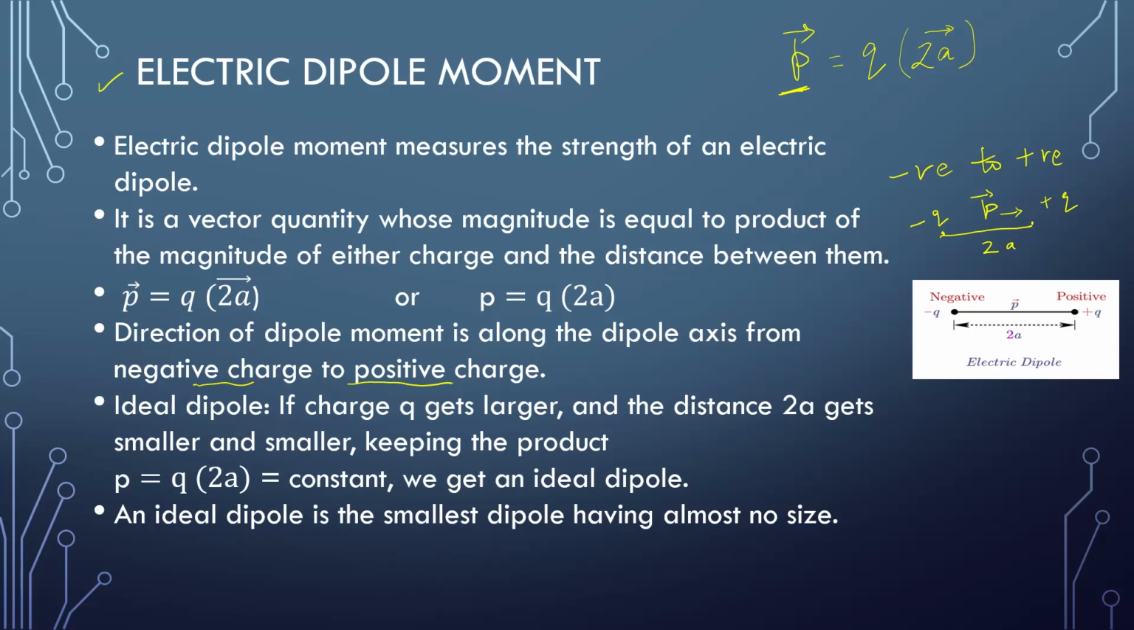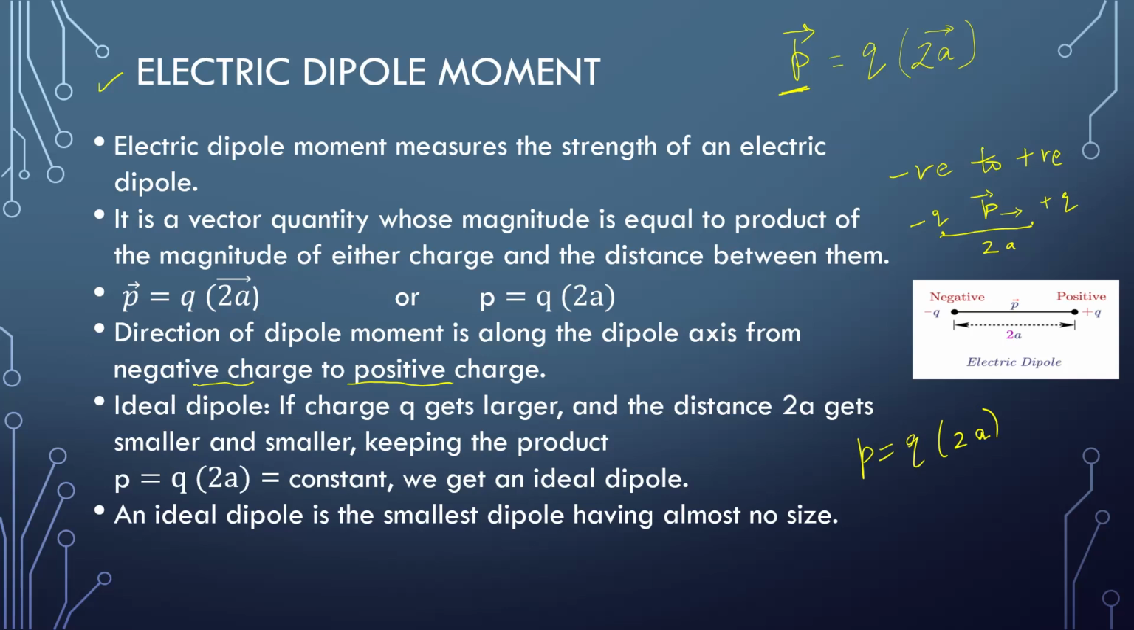Ideal dipole. What do you mean by an ideal dipole? When the size of the dipole is very small and the charge q gets larger and larger, keeping the product p equal to q into 2a constant, then we arrive at what is called an ideal dipole.